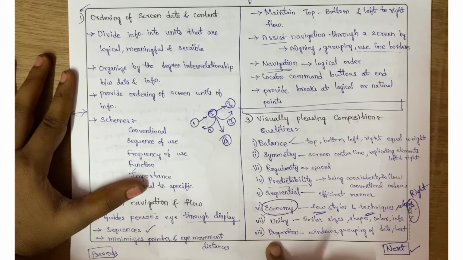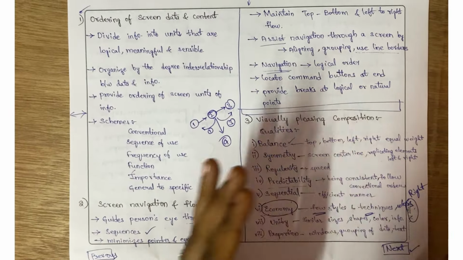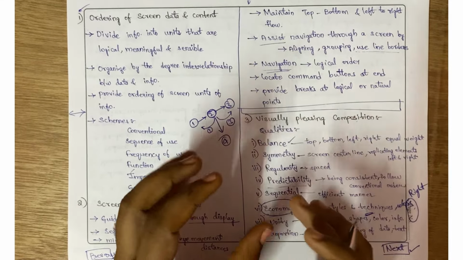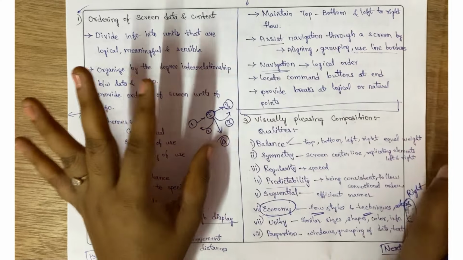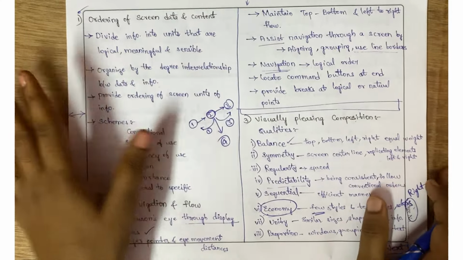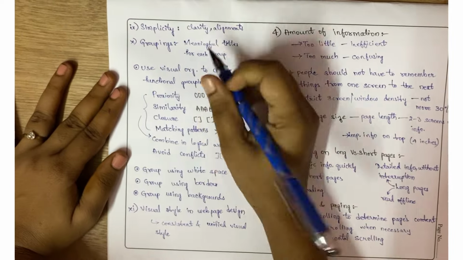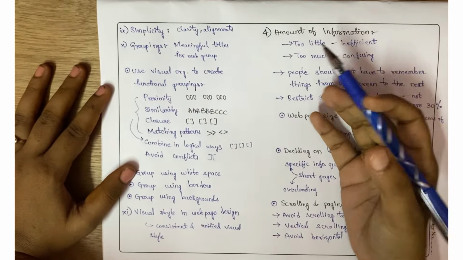And coming to proportion, proportion is nothing but, for windows or grouping of data, you need to give aesthetic proportion. That means equal amounts of things. How much it requires, that much should be provided for the data and for the windows. Okay, and there are other points also. Simplicity, that means simplicity gives proper clarity and alignment of the data.